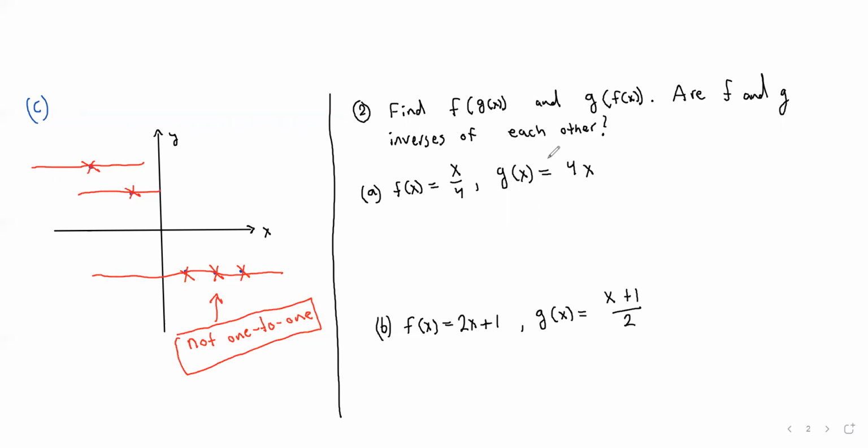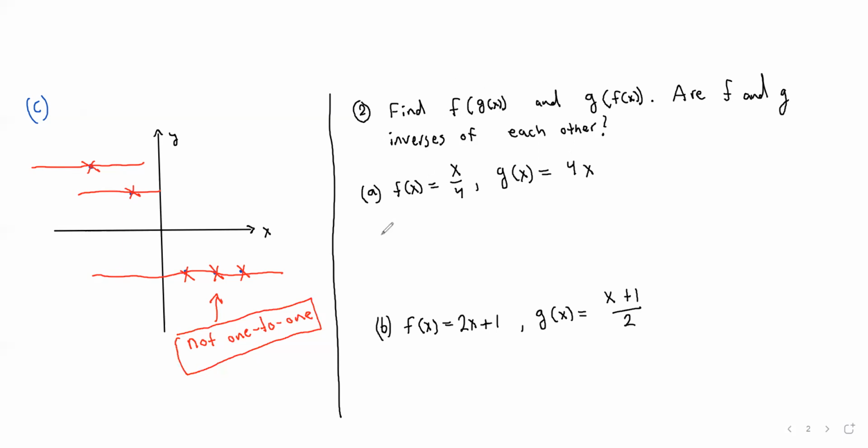Okay, so let's look at problem 2. We're going to be given some functions f and g, and our directions are to find f of g of x and g of f of x. And once we've done that, use this information to determine if f and g are inverses of each other. So first, let's find, for part A, f of g of x and g of f of x. Here we're given that f of x is x over 4 and g of x is 4x.